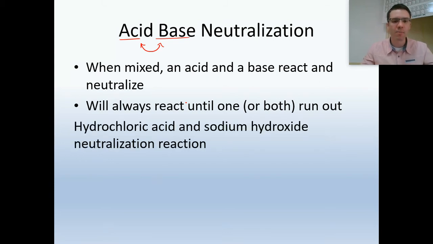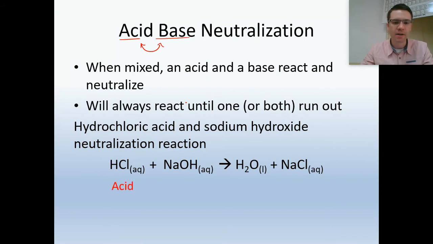So let's look at one example here. Hydrochloric acid and sodium hydroxide, if they get neutralized, the reaction would look like this. HCl is our acid, NaOH is our base, and they would react to produce H2O and a salt, NaCl. And this would be table salt, but we're going to call a salt any ionic compound. That's our general term in chemistry for it.